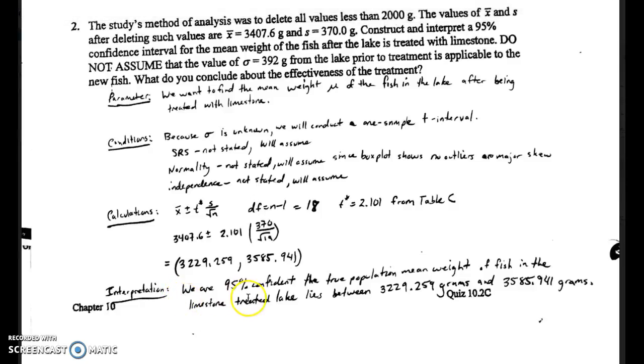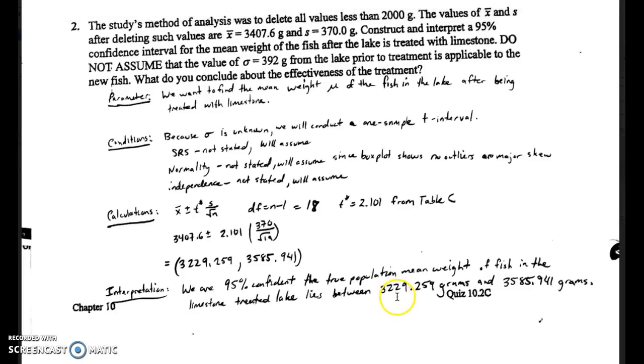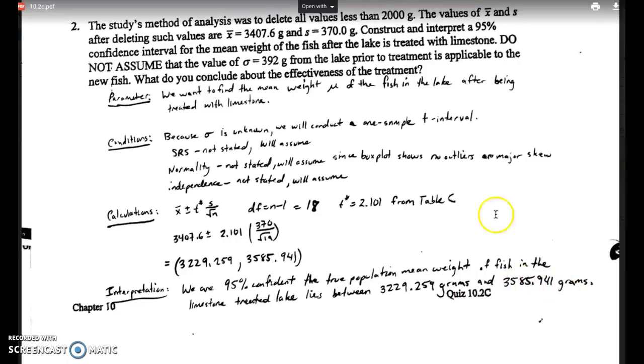Step 4, the interpretation. You are 95% confident that the true population mean weight of fish in the limestone treated lake lies between 3229.259 grams and 3585.941 grams. Also, they asked, what do we conclude about the effectiveness of the treatment?